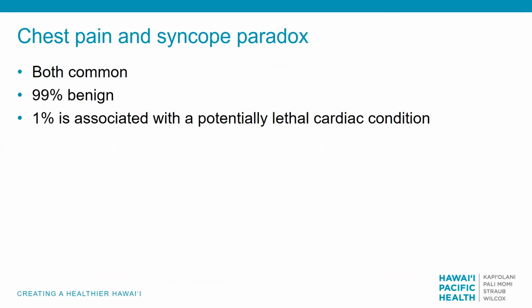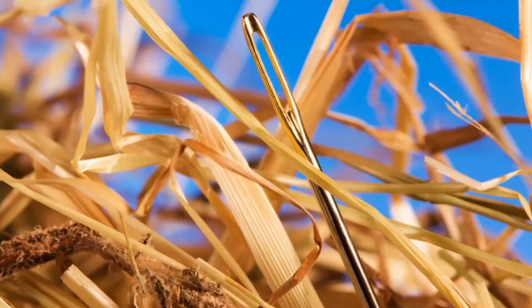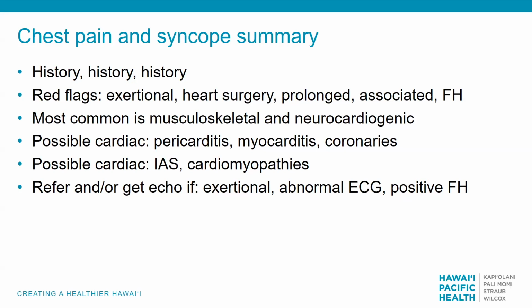So again, in quick summary, these are both super common, 99% benign. Hopefully I showed you a couple of examples of how to sort out the benign, and the 1% is associated with a potentially lethal cardiac condition. So we need to figure out that needle in the haystack. And again, in summary, history taking is the most important.